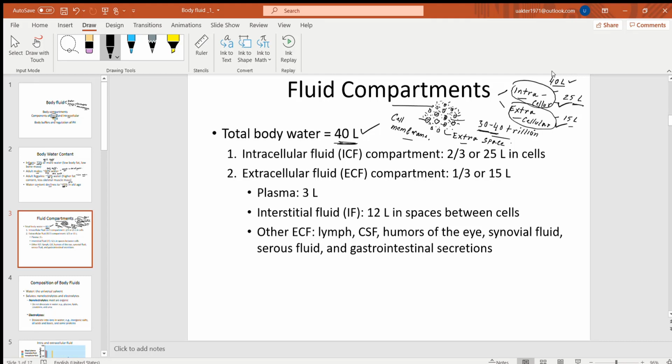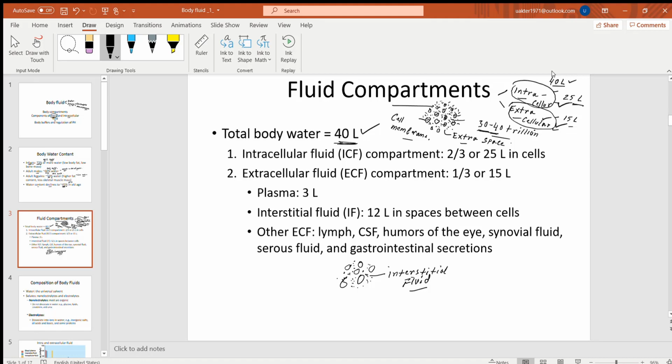Now I told you that the extracellular fluid compartment has sub compartments. The main sub compartment is the fluid in between the cells, and that is called the interstitial fluid. So again, let me draw: these are the cells, and the fluid in between the cells is extracellular fluid, but specifically this fluid is called interstitial fluid. So interstitial fluid is the main part of the extracellular fluid compartment.